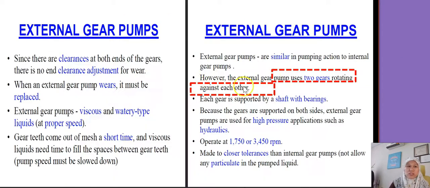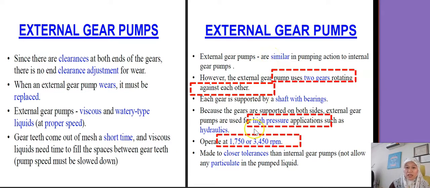Okay, so we look first at the external gear pump. External means that it has two gears, both rotating against each other, in opposite directions. And usually the external gear pump is for high pressure, at 1750 RPM up to 3000 RPM. It's for very high pressure.